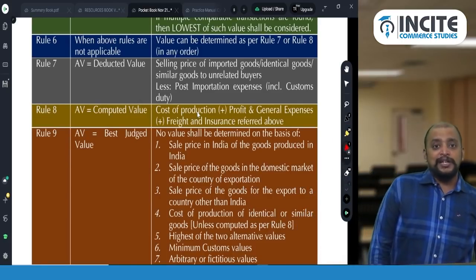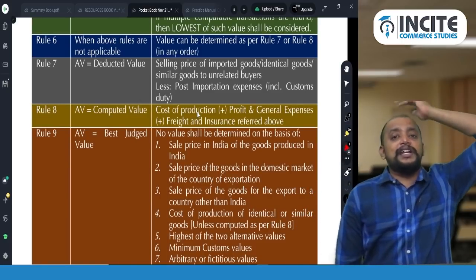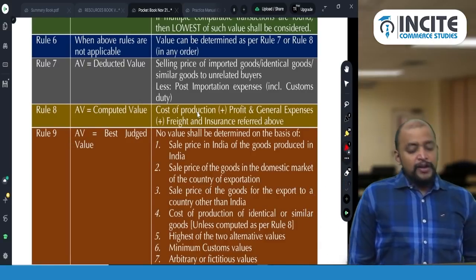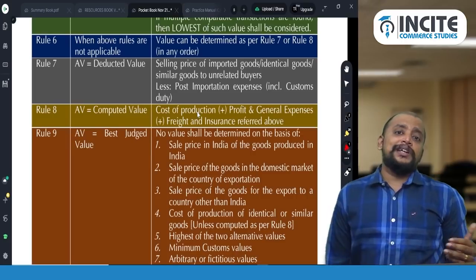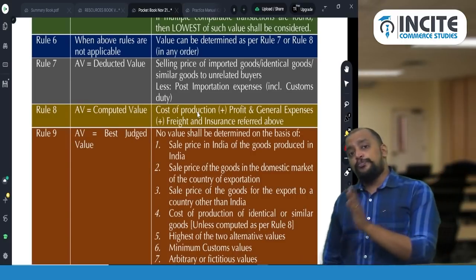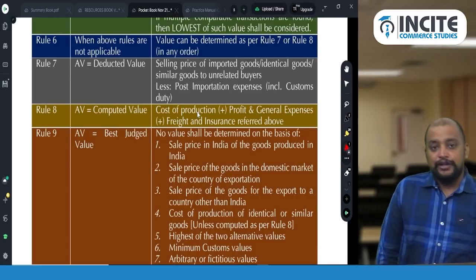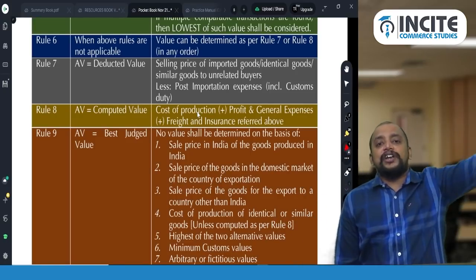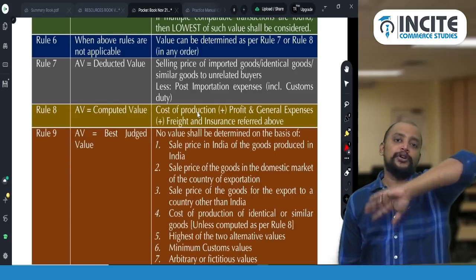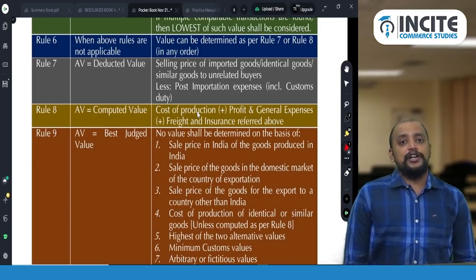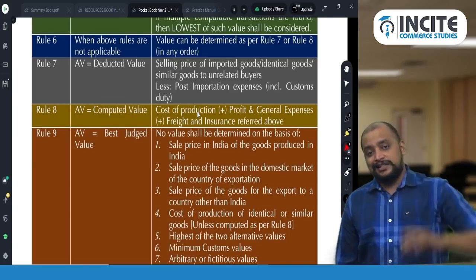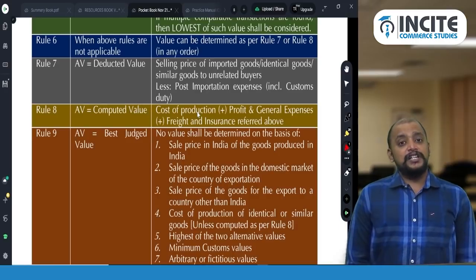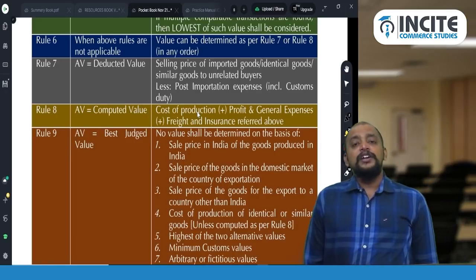Whereas computed value means you take the cost of production. So after taking cost of production, add profit and general expenses. But remember, whether we need to take the freight and insurance from factory to the port as a part of general expenses or not? No, that should not be taken as a part of general expenses. So from factory to the airport or port, any handling charges and loading charges there, that should not be taken into general expenses. So that is not part of general expenses. Therefore, don't take it.